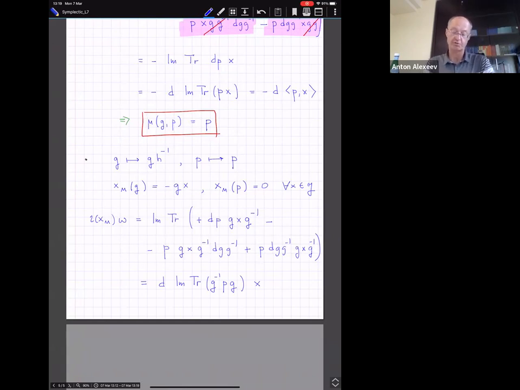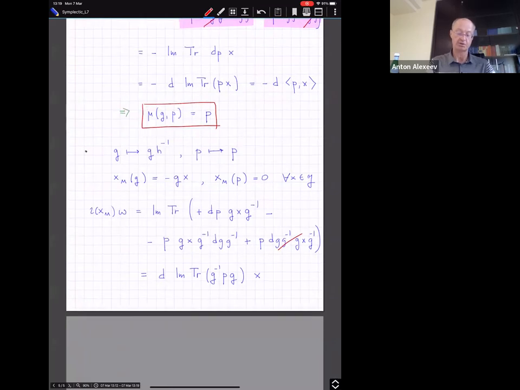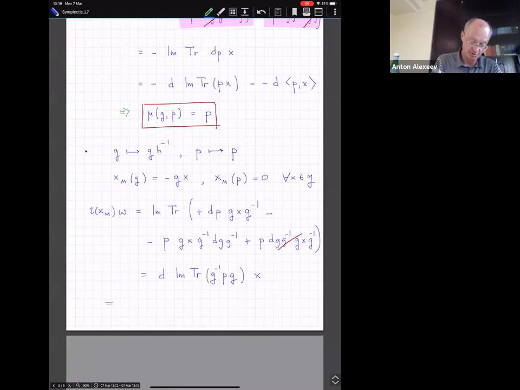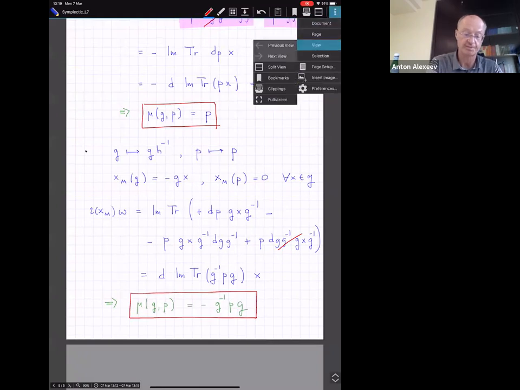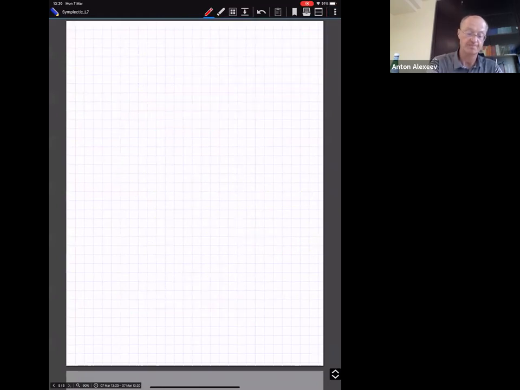So people, could this be true? Hopefully it is true. I invite you to check it. I think it looks like it's true. And so this implies that mu of GP is minus G minus 1 PG. So there are two actions, and both actions are Hamiltonian, and there are two moment maps.